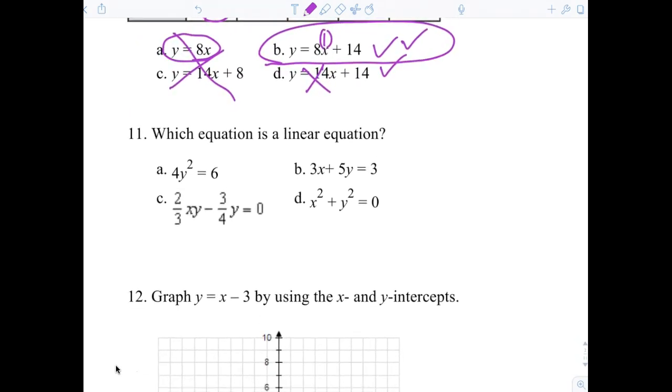Which one of those is linear, guys? That should be obvious for you. B, right?